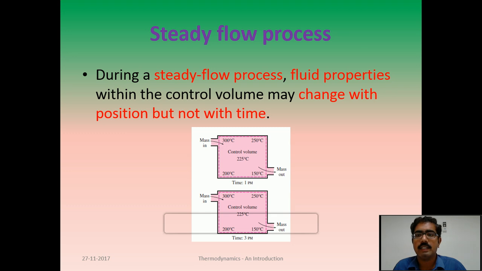Whereas thermal equilibrium means the system will have the same temperature throughout. Steady flow process means with respect to time it maintains the same temperature. At one point we have 300, at another point we have 250. After 2 hours also we'll have the same 300 and 250. Then we can call it a steady flow process. Whereas thermal equilibrium means after some time the whole system will reach the same temperature.